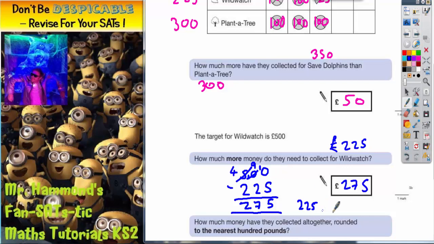Of course, what you could have done is you could have counted up from 225 until you got to £500. So you could have said straight away, I need to add on £200. That gives me £425. And then I need to add on £75. And that gets me to my £500. So my 200 plus my 75 is £275. Either way would have been an acceptable answer.